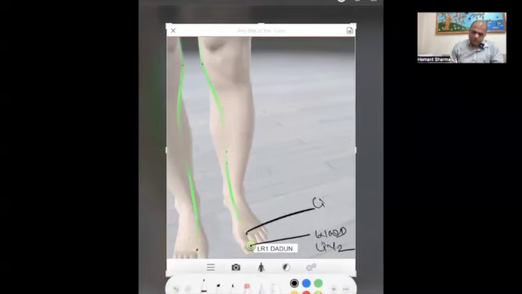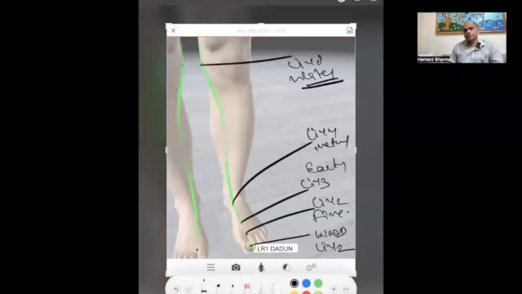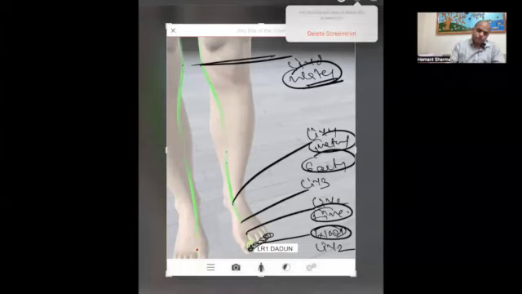And liver 2 has the fire characteristic. Liver 3 has the earth characteristic. Liver 4 has the metal characteristic, and liver 8 has the water characteristic. Now this formula remains the same. All the points on the tips are wood, then the fire, then the earth, then the metal, and finally the water. The water point will be at the knee, right?